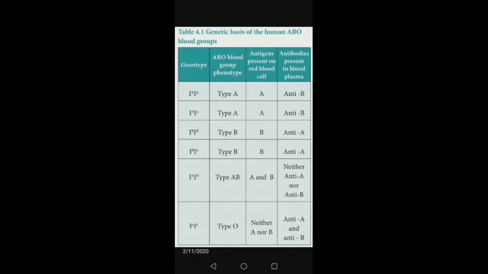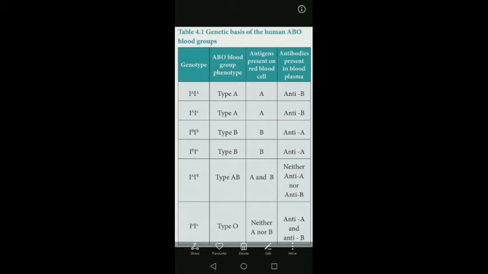IB, that I means isoagglutinogen antigen. B produces one enzyme called galactose transferase. This galactose transferase adds galactose, but in which position? It adds it at the H substance, in the H substance position only. That is the IB allele.